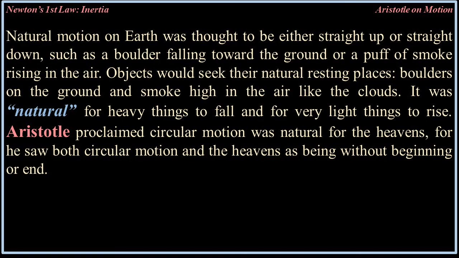Natural motion on Earth was thought to be either straight up or straight down, such as a boulder falling towards the ground or a puff of smoke rising to the air. Objects would seek their natural resting place: boulders on the ground and smoke high in the air like the clouds. It was natural for heavy things to fall and for light things to rise. Aristotle proclaimed circular motion was natural for the heavens, for he saw both circular motion and the heavens as being without beginning or end.